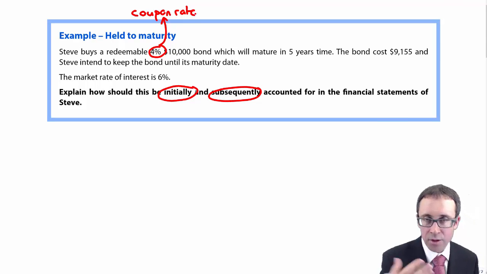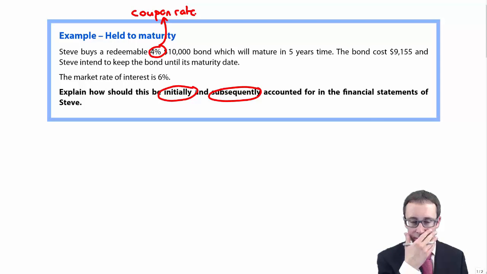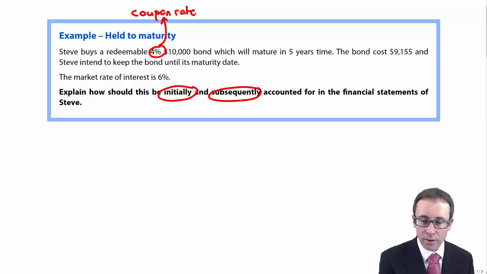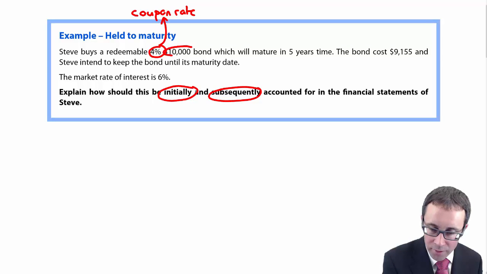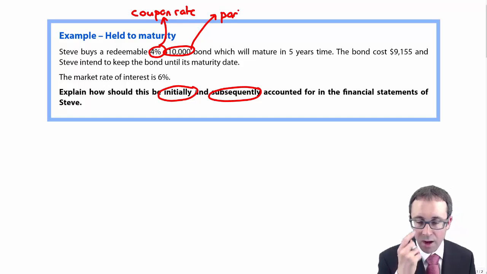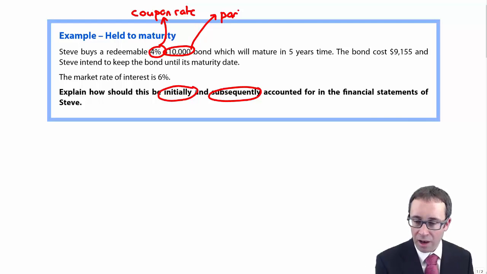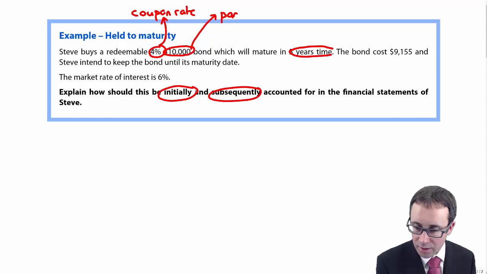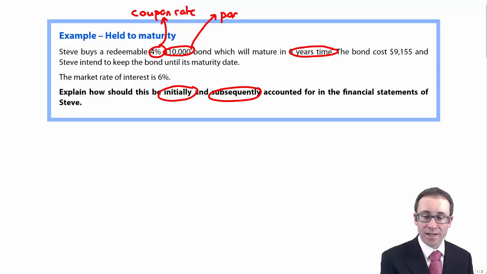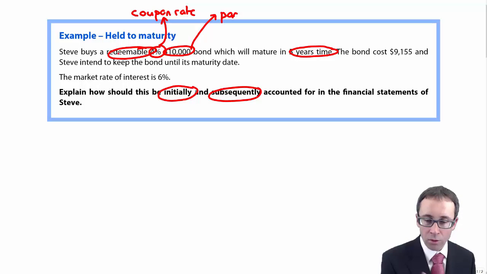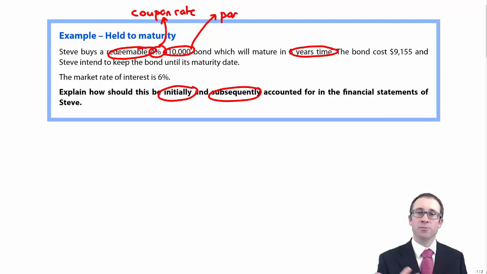And that's the amount that you are promised to be paid under the terms of this bond. You will be paid 4% on the 10,000, which is the par value. You will get the 4% on the par value every year over the life of the bond, which is 5 years. And as it is redeemable, you will also get the par value as well.